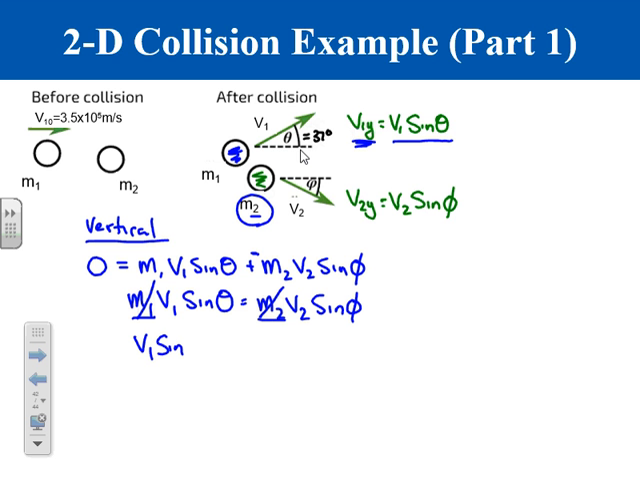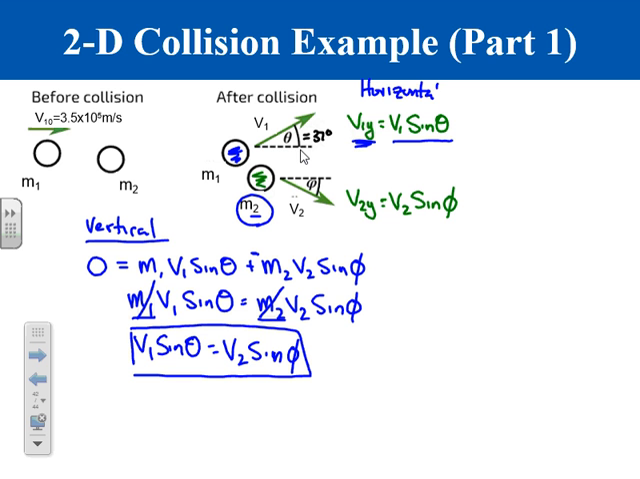So I end up with this expression, V1 sine theta equals V2 sine psi, for my vertical momentum. This is a pretty simple equation. I'm going to rewrite this up above here and save it for later. So for the horizontal, this is going to be our conservation of linear momentum equation.